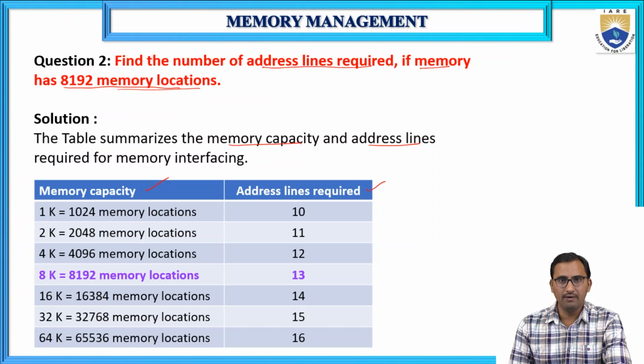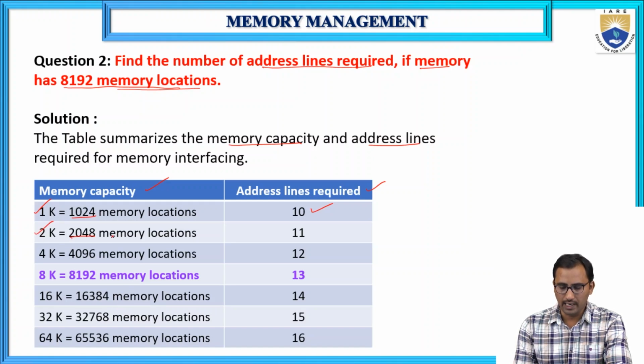So the first column is memory capacity and the second column is address lines required. Suppose the memory device has 1 kilobyte of locations, that means 1024 memory locations, then it requires 10 address lines. Similarly, if the memory device has 2 kilobytes of locations, meaning 2048 memory locations, that particular memory device requires 11 address lines.